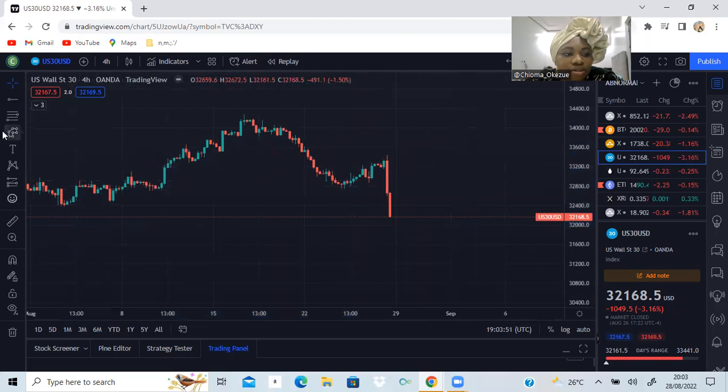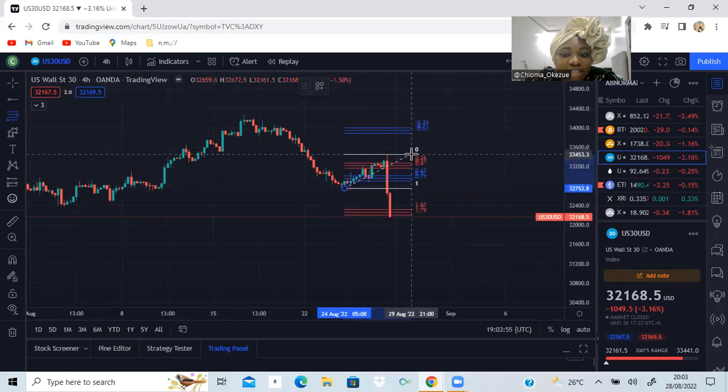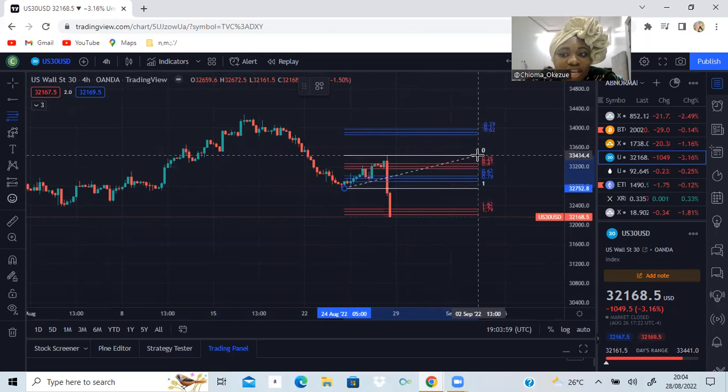Now, what do I do? Pick my fib. I don't even like to shout. Now, this is where we'll be waiting for the next sell. But then, who can see something in common with the DXY?